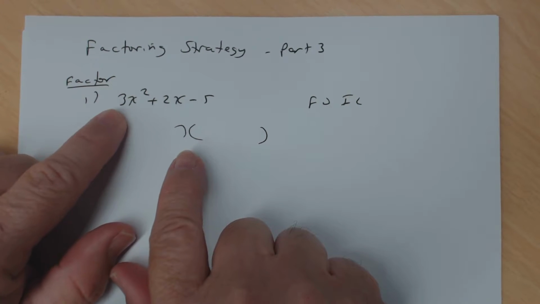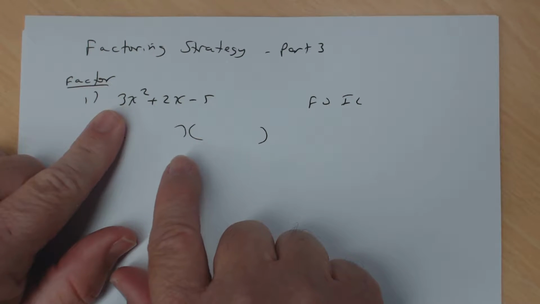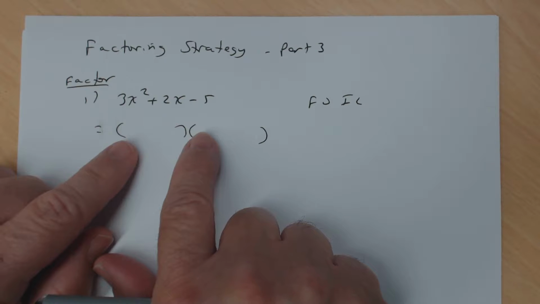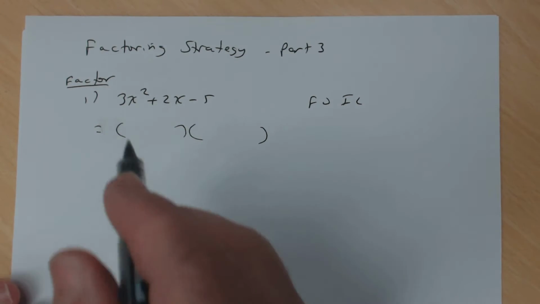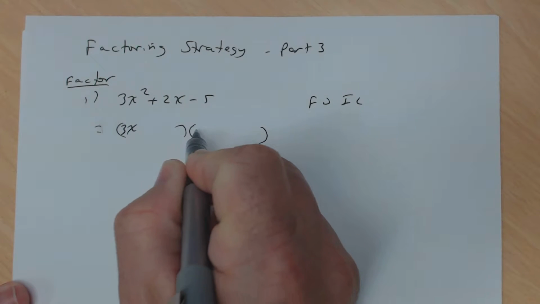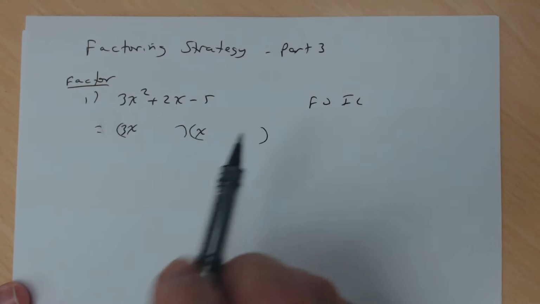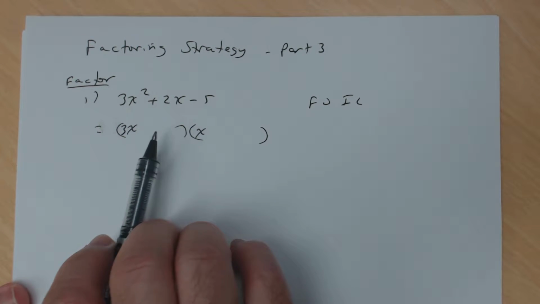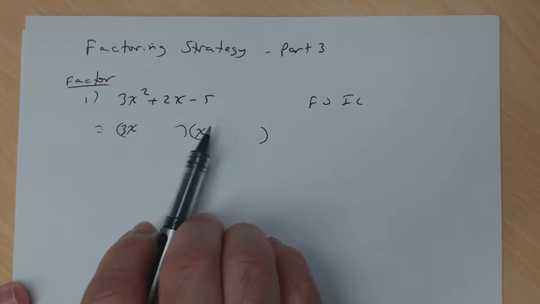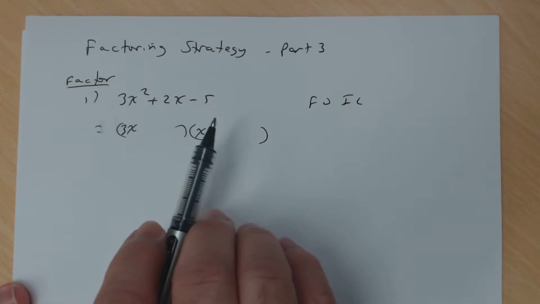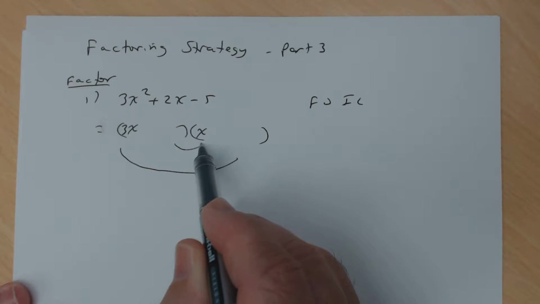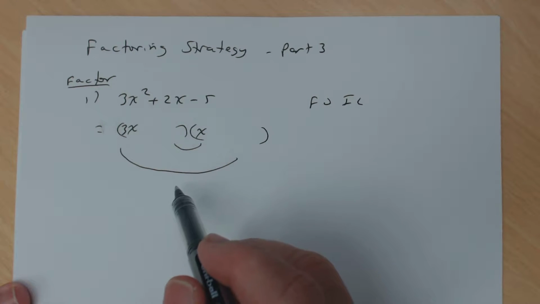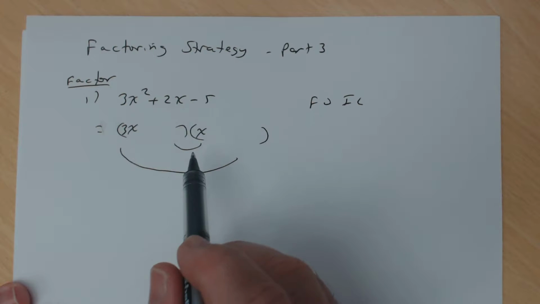So 3x squared, the coefficient of x squared here is 3, which is prime, so that makes this easy. The only possibility for 3 is 3 times 1. So we'll say this is 3x, and we'll say this is x. All right, now the last sign's negative. That means that these signs in here are going to be different. One's going to be positive, one's going to be negative. And when I do the outer and inner, I need the outer and the inner to add up to be the middle term.